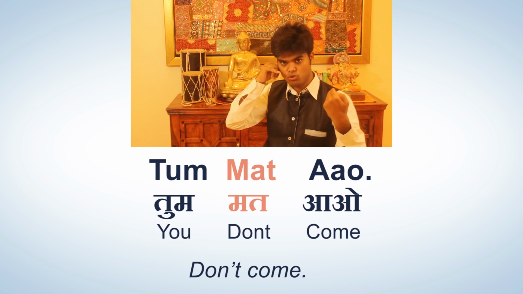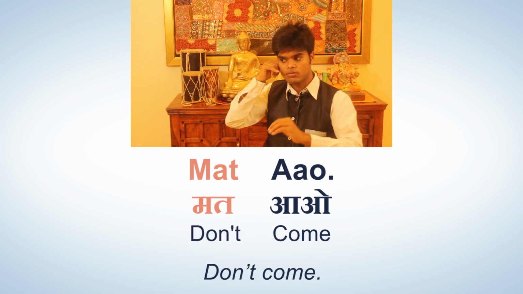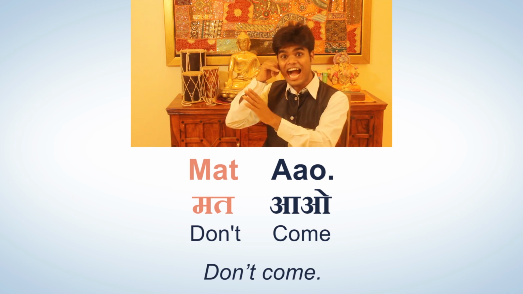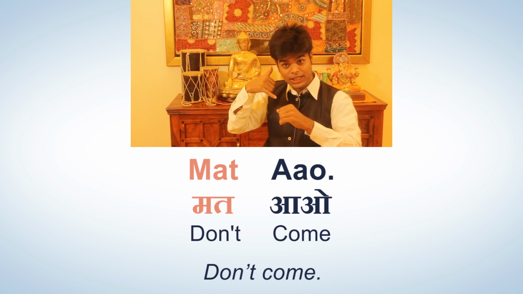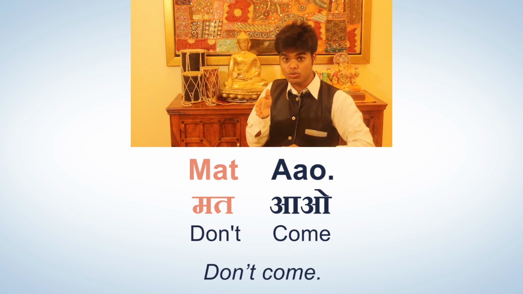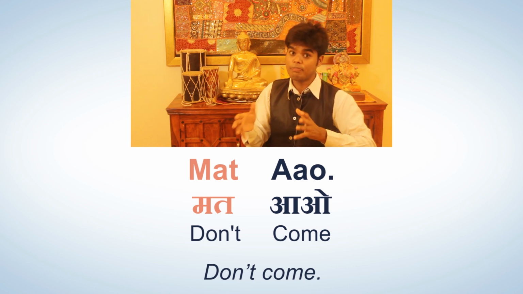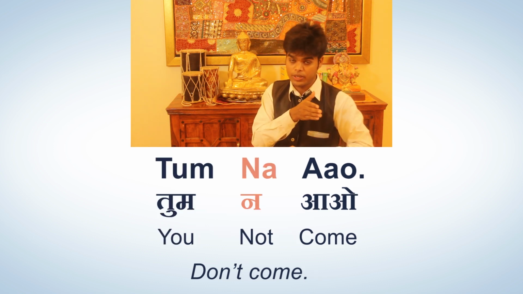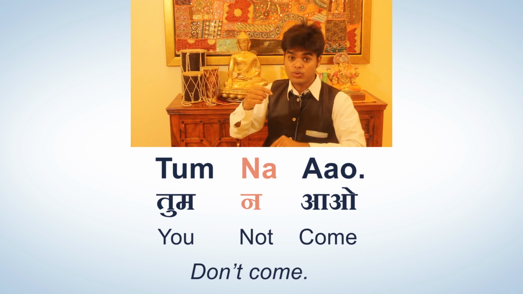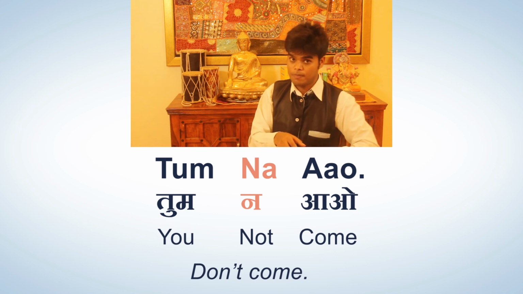You can also omit the tum part and simply say mat aao. Aa is the root verb and o comes along with it. So on the phone I'm saying mat aao. Aa is the root and o is coming along with it. Tum mat aao. You can also say tum na aao. You can just replace mat with na. So tum na aao.